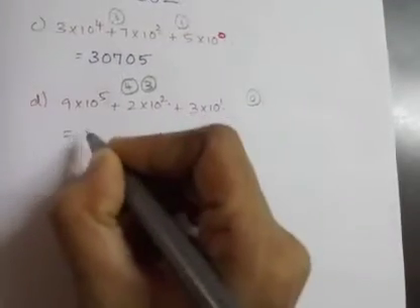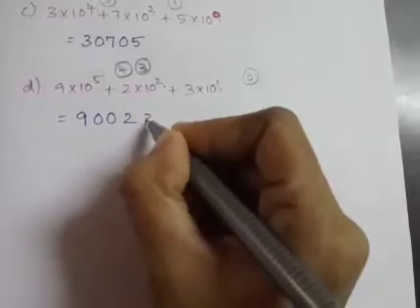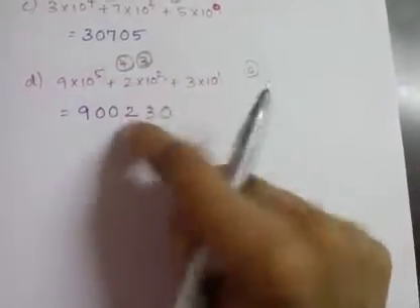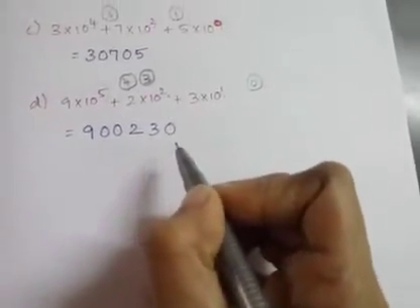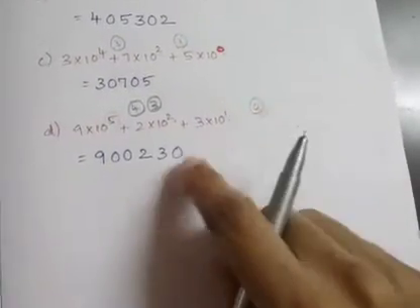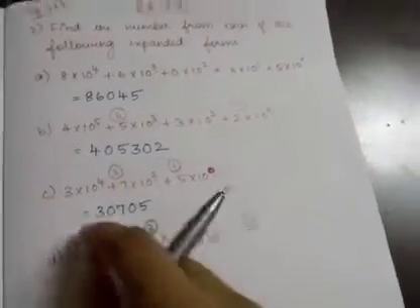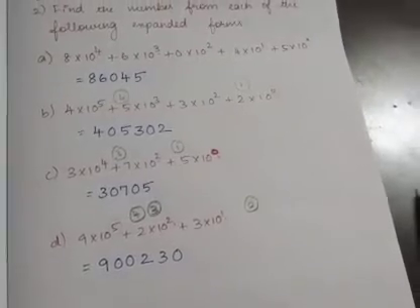So 0 power missing, don't forget, children. 9, 0, 0, 2, 3, 0. So 9, 0, 0, 2, 3, 0 is your answer. See, this is missing, so I am writing the 0 here. Don't forget this. So this is how the expanded form is given, and we are going to write the number for that particular question. Understood? Next is your third problem.